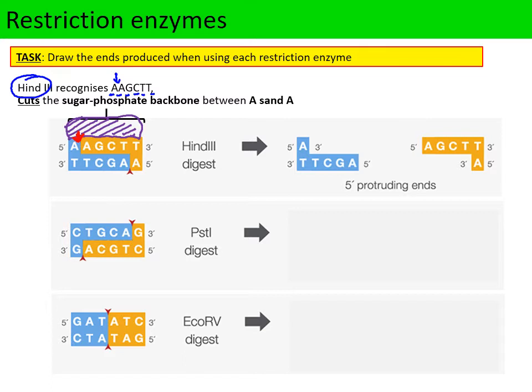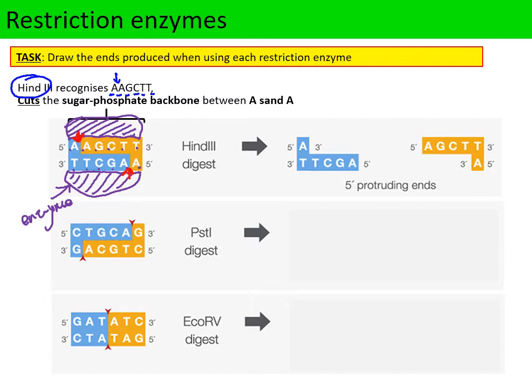Now, if you look at the sequence it recognizes on the reverse strand, you should be able to see it's actually the same sequence but going the opposite way. So we know it recognizes AAGCTT, but if you look at the sequence going the other way, it's AAGCTT. It's the same sequence. So this enzyme also recognizes the sequence on the opposite strand. So the enzyme is going to bind to that sequence, so that's the enzyme. And again, it's going to cut the sugar phosphate backbone between the two A nucleotides or adenine nucleotides.